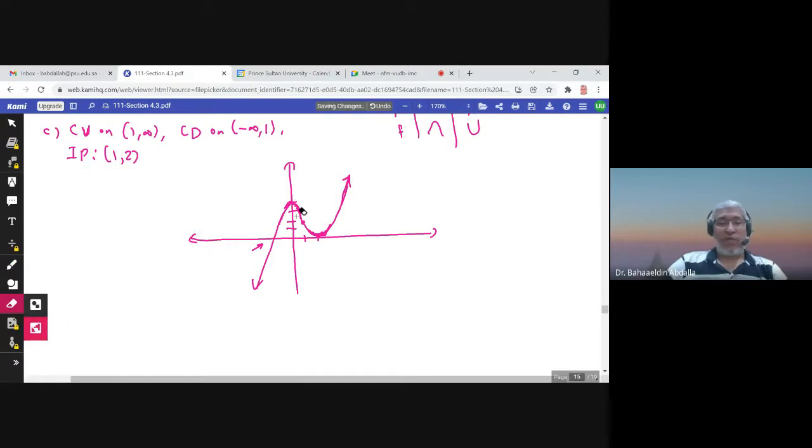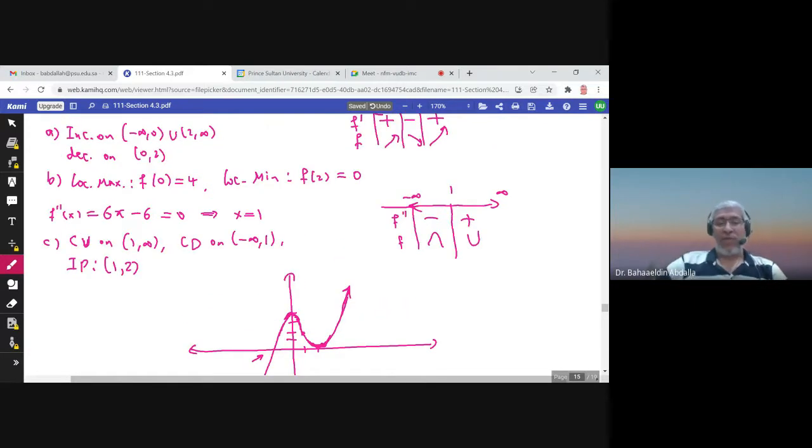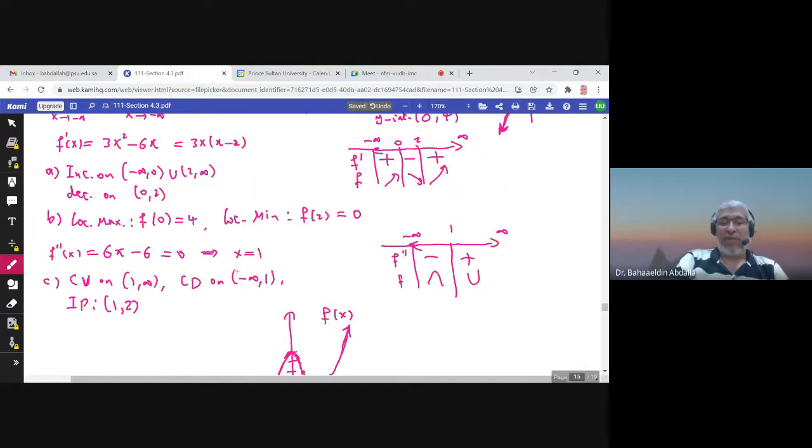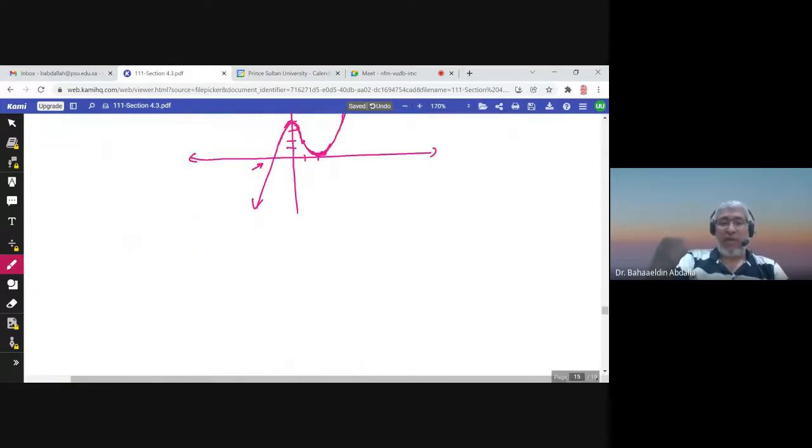But by choosing more points, you can make it more accurate. But this is the graph of the function f of x, and it satisfies everything. All the information here is satisfied in this graph.